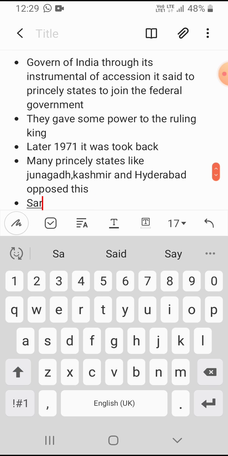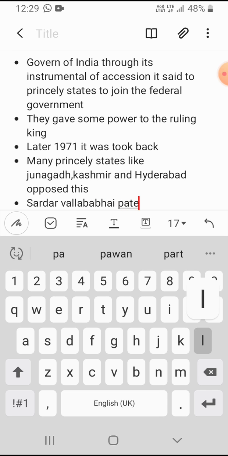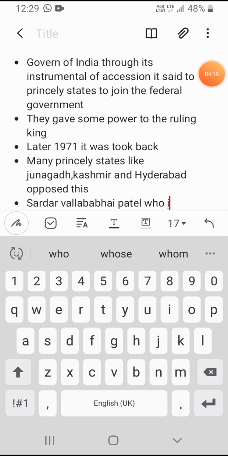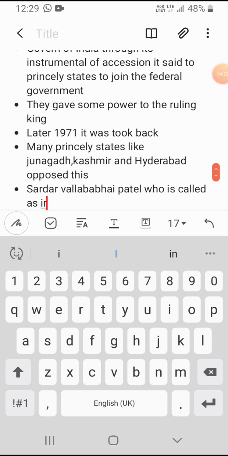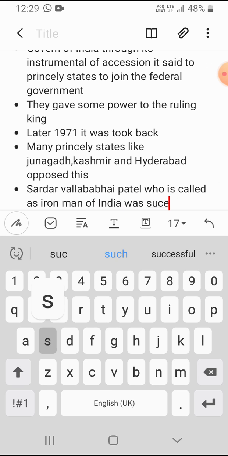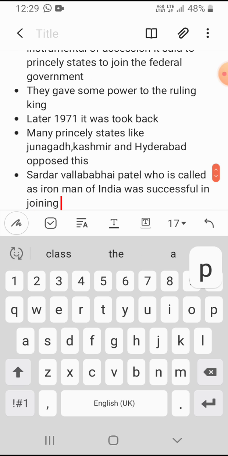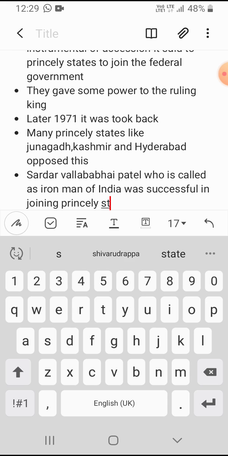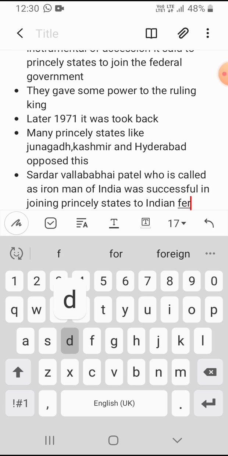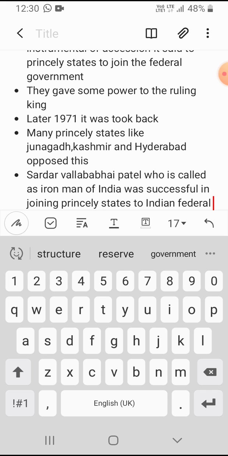Sardar Vallabhbhai Patel is called the Iron Man of India. He was successful in joining princely states to the Indian federal government. Sardar Vallabhbhai Patel was successful in joining.